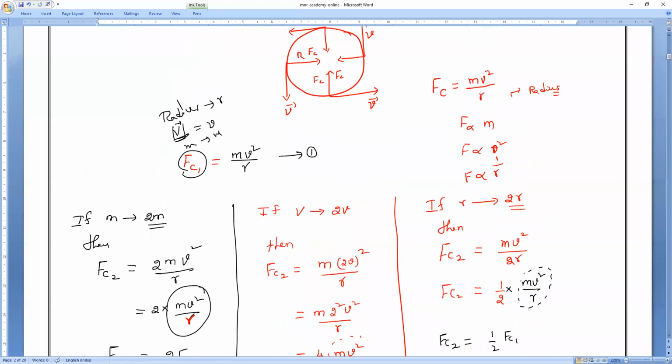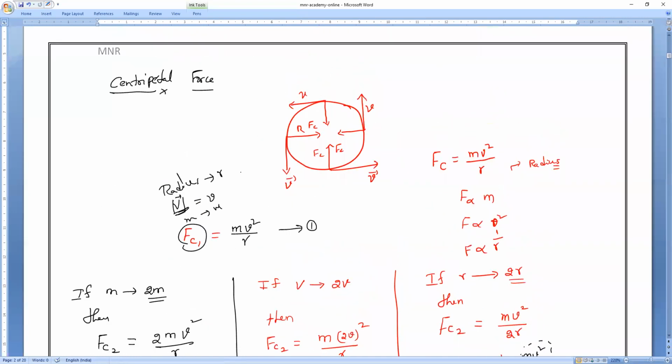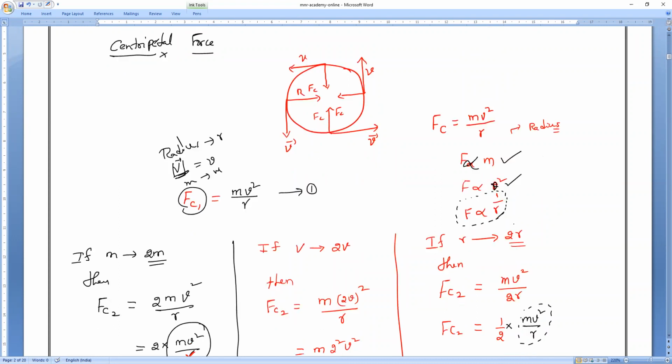So this is how the centripetal force varies. That is why we say centripetal force is directly proportional to mass, directly proportional to velocity square, and inversely proportional to the radius. So when radius decreases, force increases; when radius increases, force decreases. Other than this, the remaining two are directly proportional. Hope you all understand this. Anyone having any doubt, you can ask. Clear, everybody?